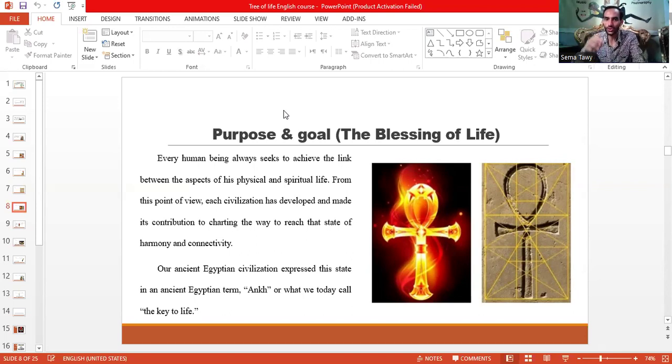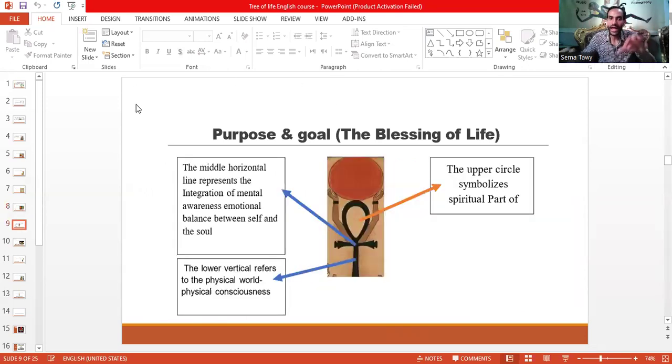If you want to live your life in a pleasing condition, you have to understand an important thing. The first step is rebalancing between physical and spiritual needs in your life. Okay, this is the purpose and goal in ancient Egypt and the deep meaning behind the key of life, Ankh.